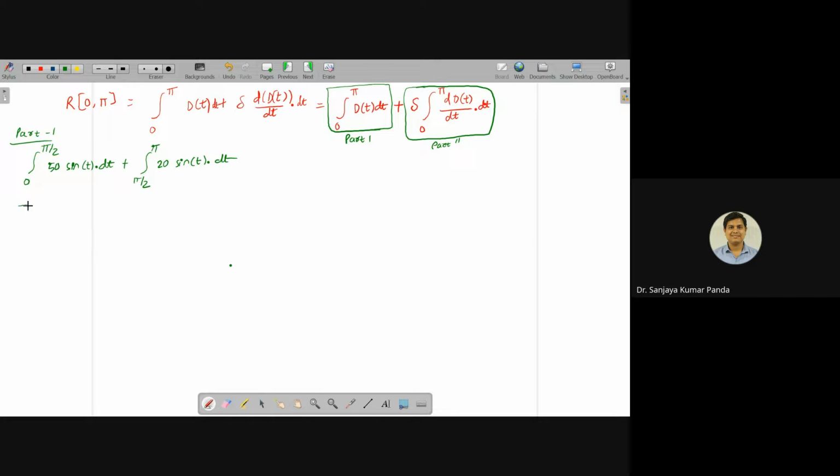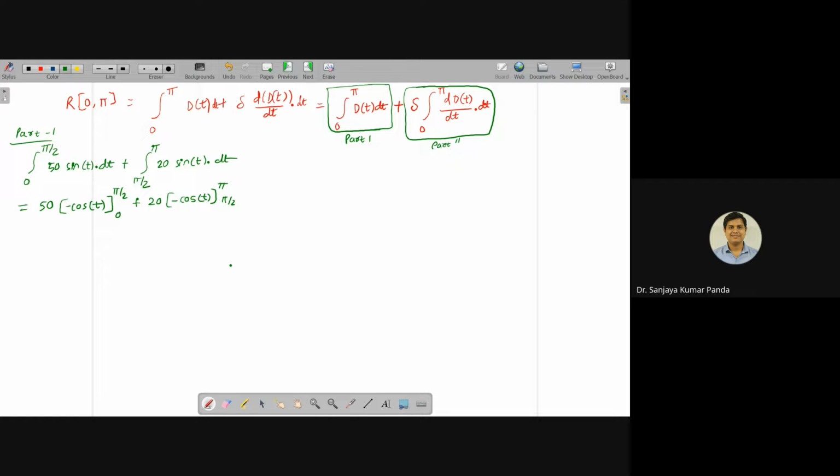If you find the integration of sin t, it is minus cos t. And 50 is a numerical value, so there is nothing to do with integration. If I take 50 out and find the integration of sin t, it comes as minus cos t, and the range is 0 to pi by 2. Similarly, here it is 20 times minus cos t in the range of pi by 2 to pi.